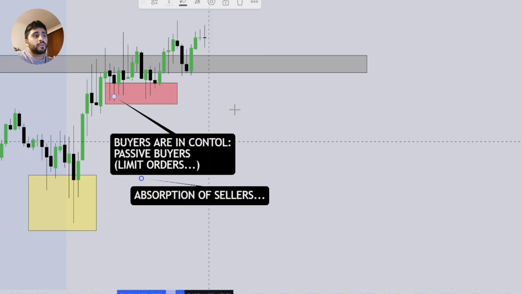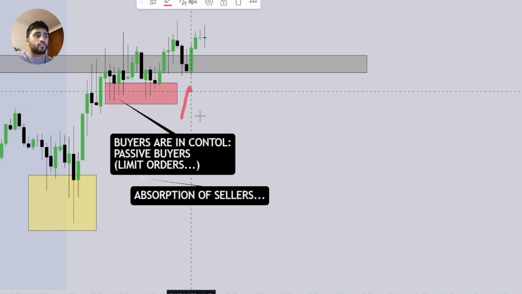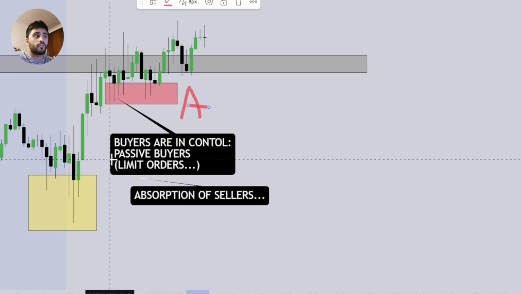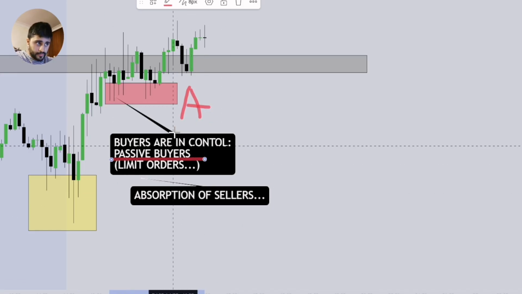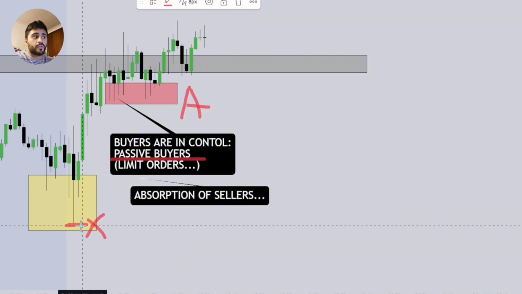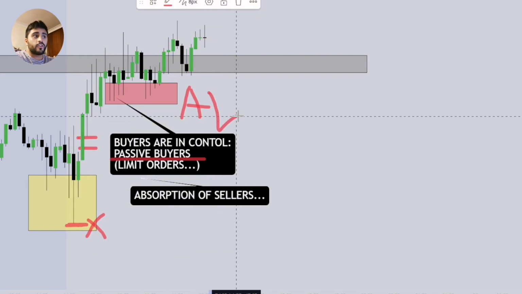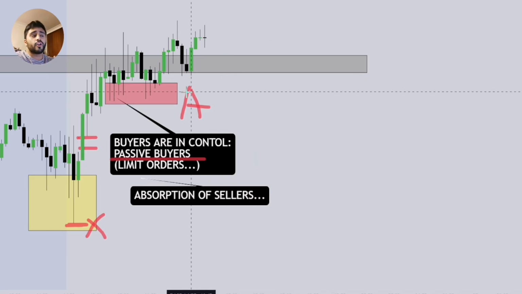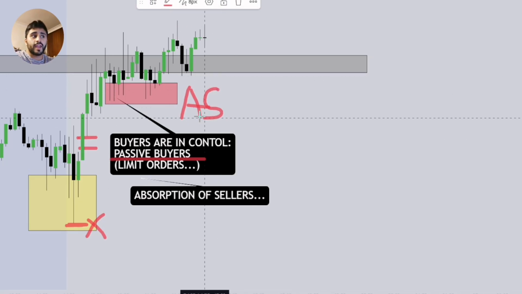So very simply put, we are seeing that sellers here are aggressive, right? These are aggressive sellers over here. Now, have they been rewarded? No, because they would have driven price down here, or they would have at least driven price into this fair value gap. They couldn't sustain lower prices. So what that means is that these aggressive sellers, I'm just going to write AS, aggressive sellers, have failed.